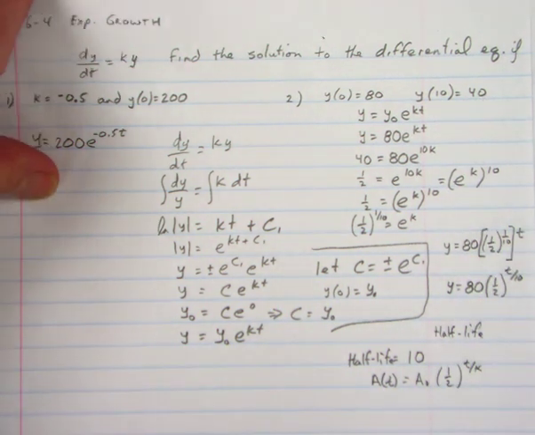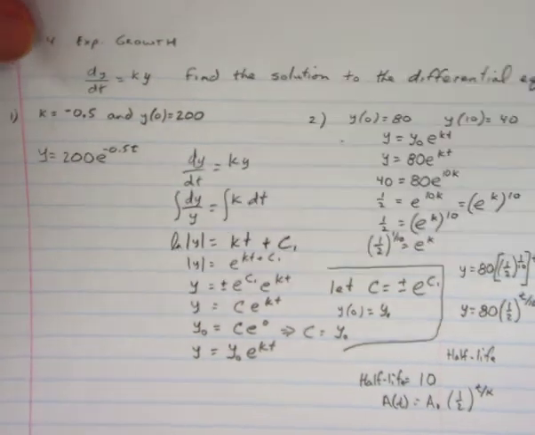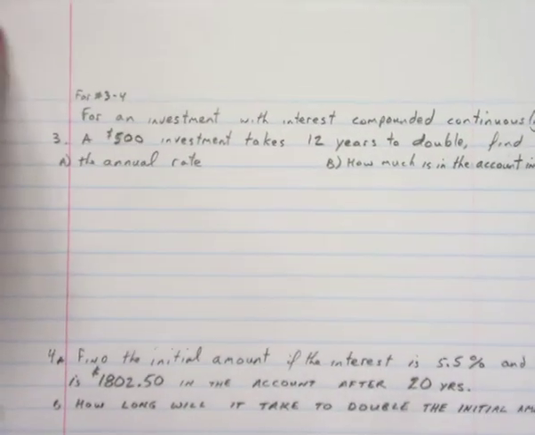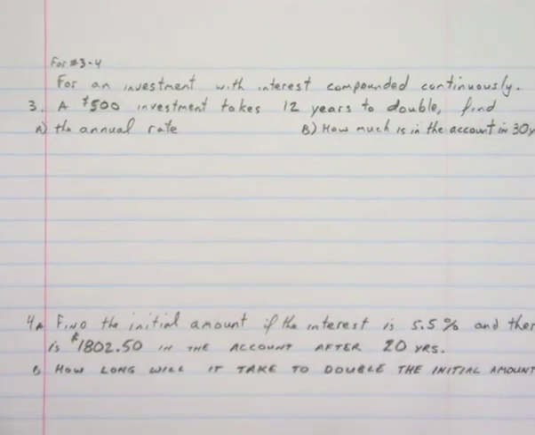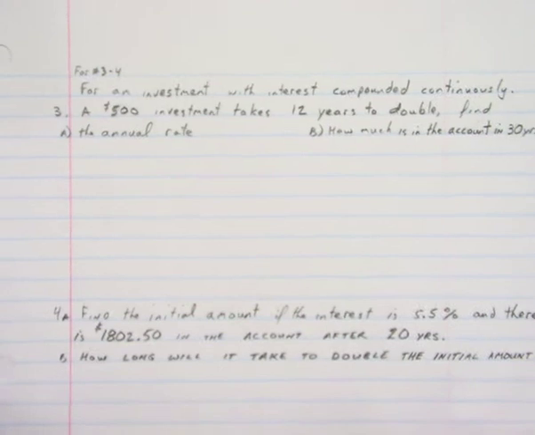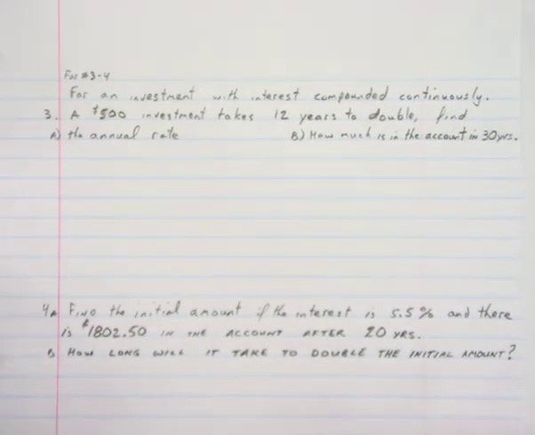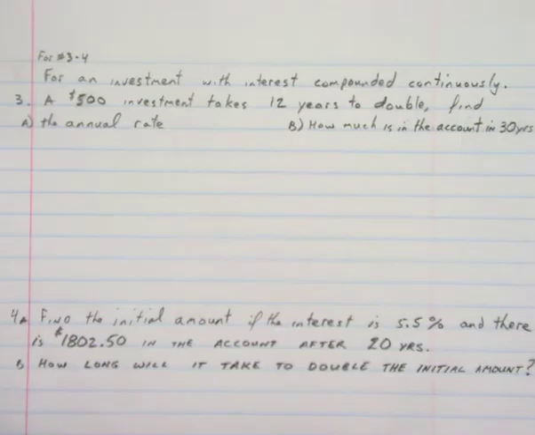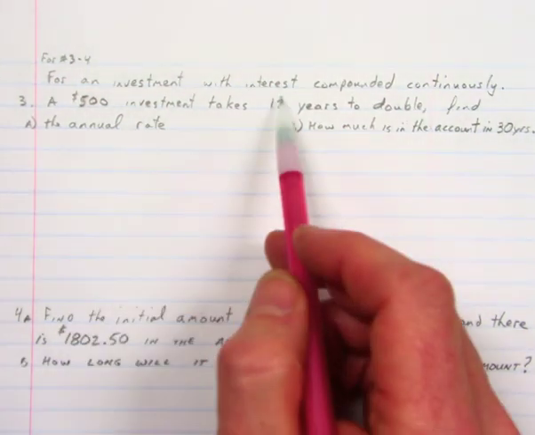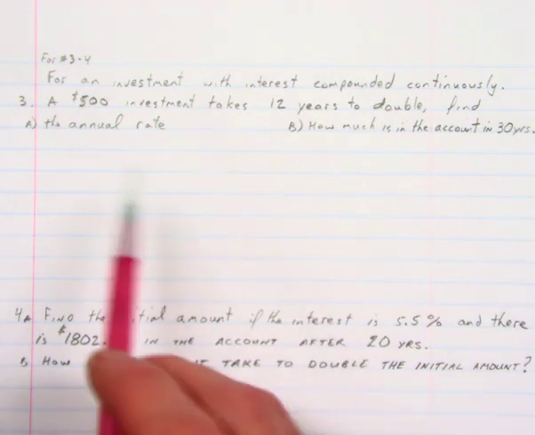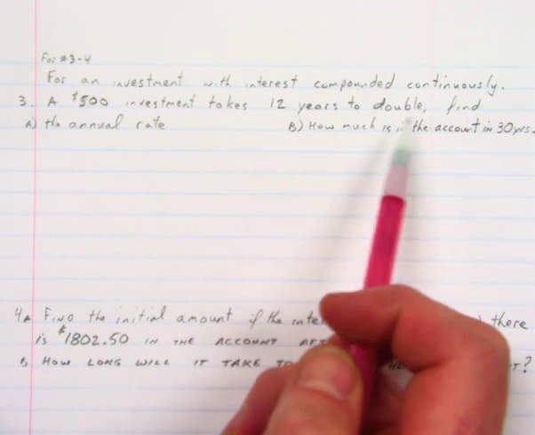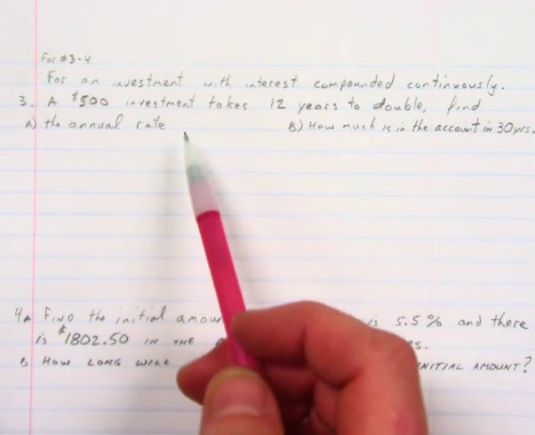Now let's take a look at a couple other problems. For these two problems, let me zoom out a little bit so we can read the whole thing. For an investment with interest compounded continuously, this for both 3 and 4: a $500 investment takes 12 years to double. Find the annual rate.